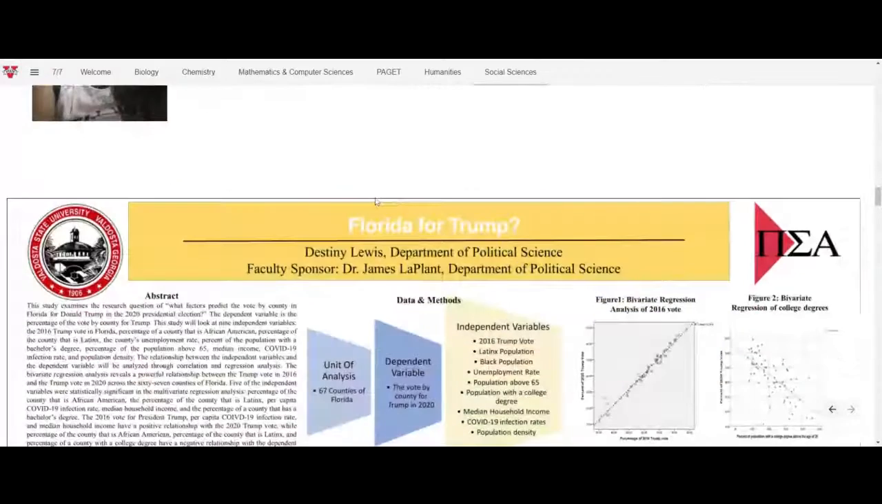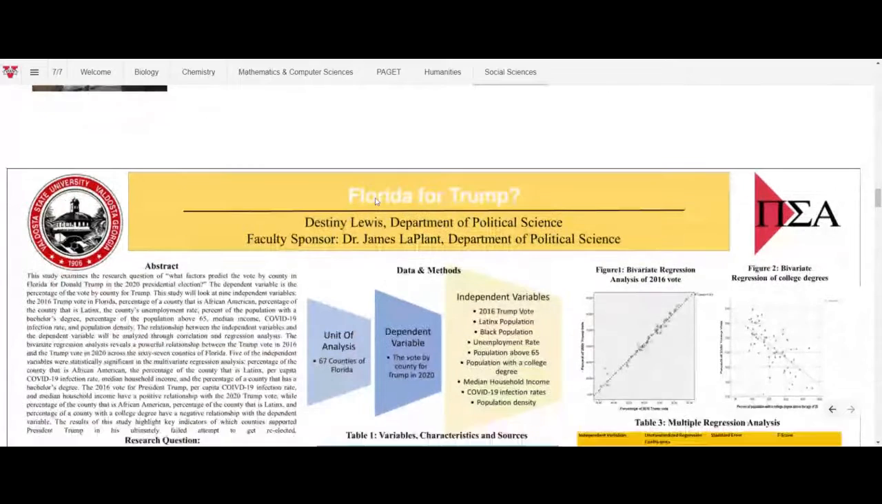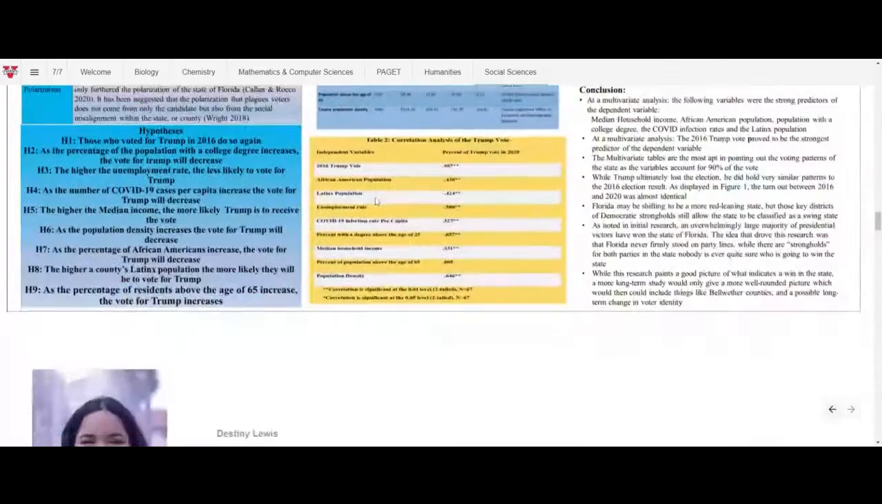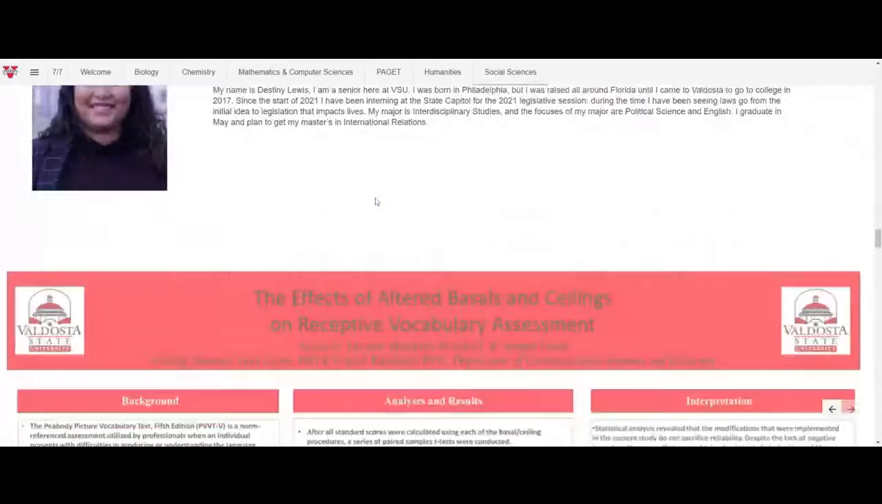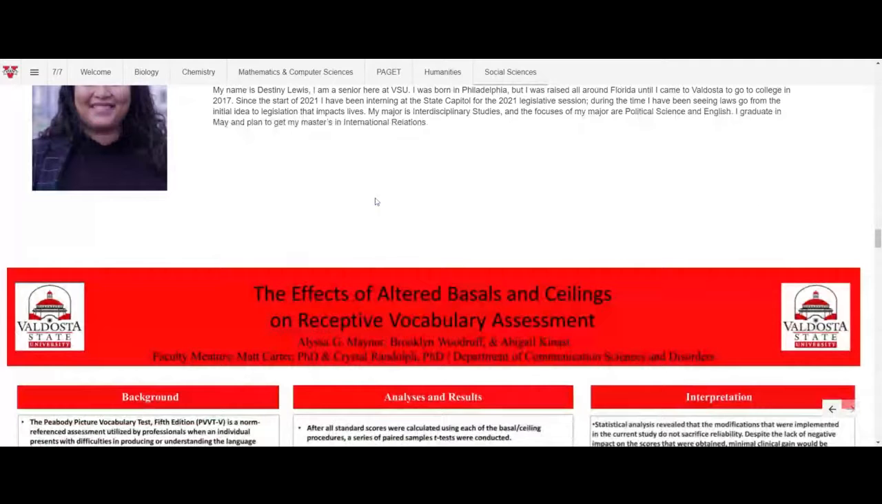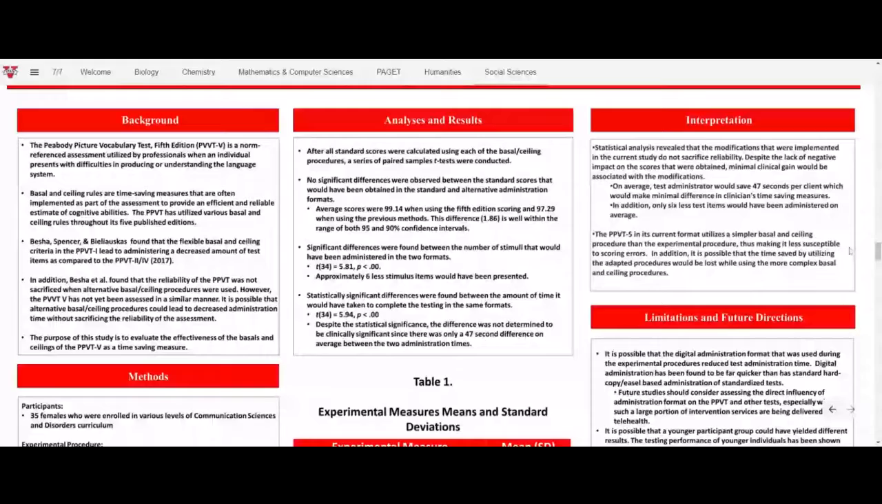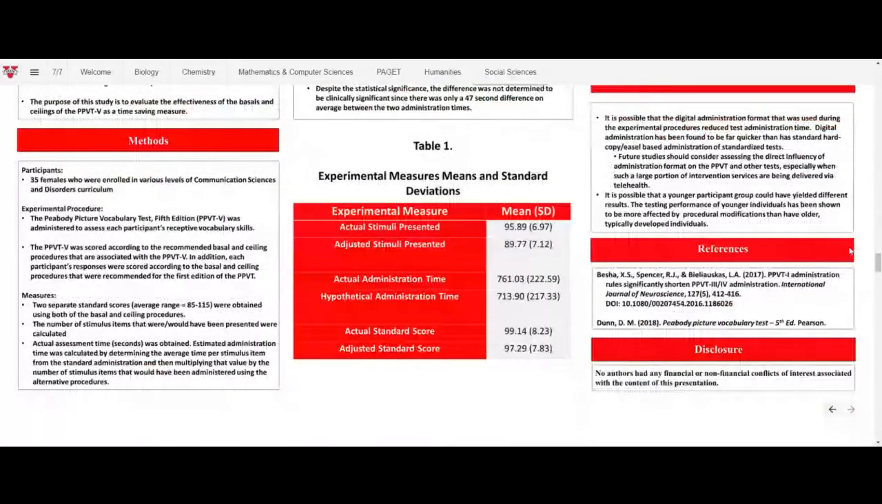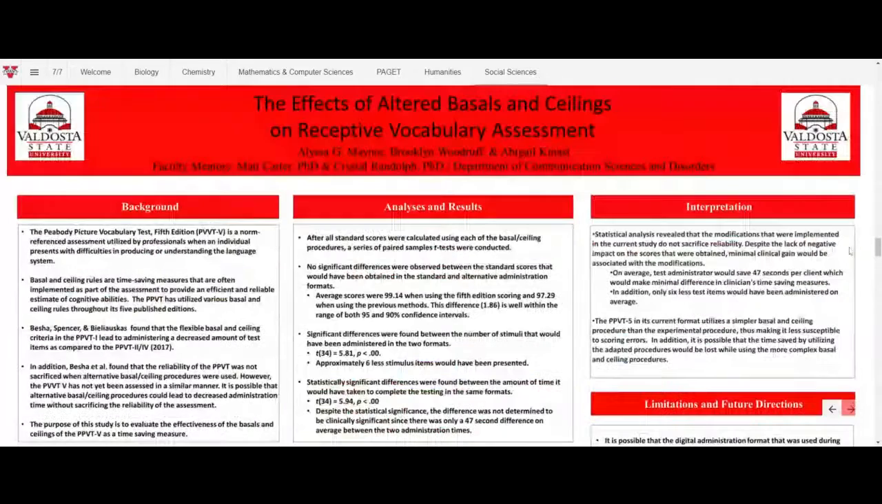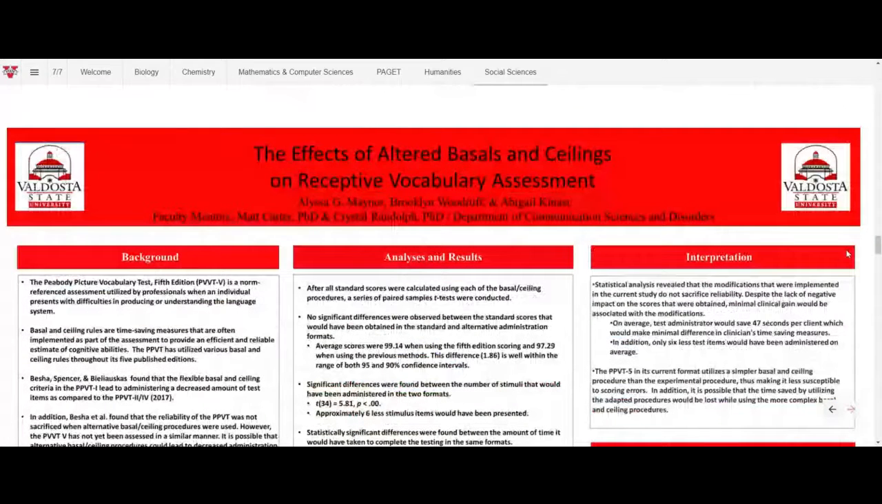It's the one on basals. It's easier to find. It's bright red. The effects of altered basals and ceilings on receptive vocabulary. There we are. Sorry, I'm an art historian, so I'm like, it's bright red. Gets their attention. Oh, that's great. Now, again, for those of you that are like me, I can see it, but I can't actually read it. It's much more readable if you go to that website and look there.